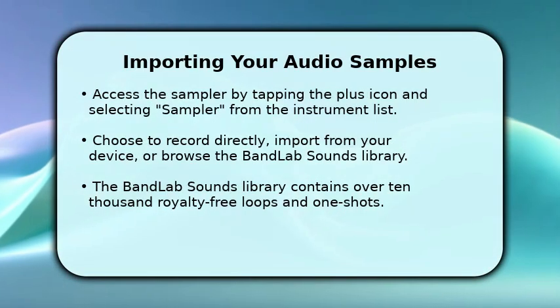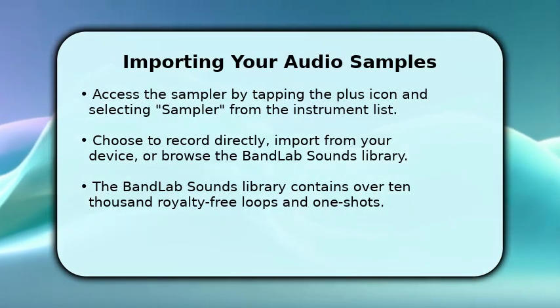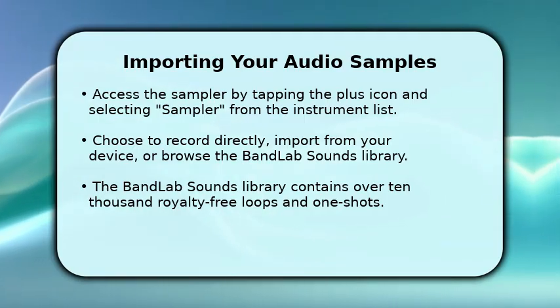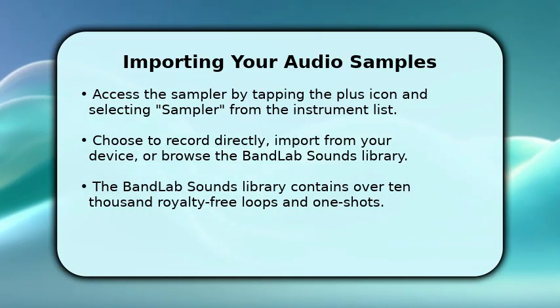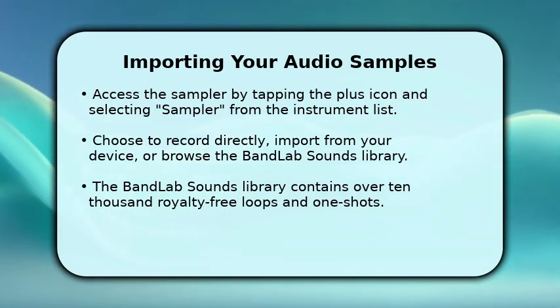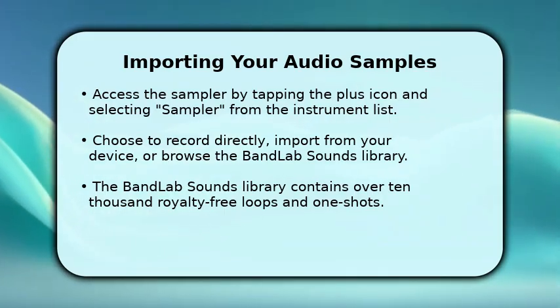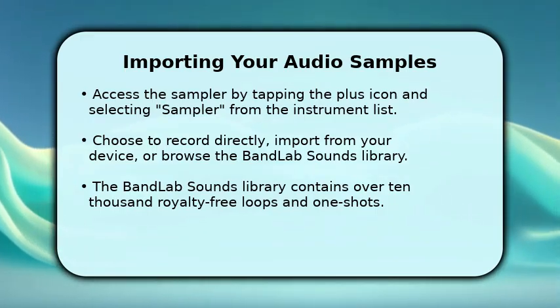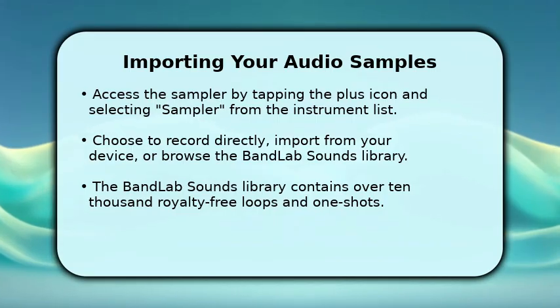Now, let's get those sounds into your project. First, open a new track and select the sampler instrument. You have three main options for bringing in audio. You can record something new directly, import a file from your device's storage, or explore the extensive Bandlab Sounds library. This library offers over 10,000 royalty-free loops and one-shots, providing a vast resource for your creative endeavors. It's a treasure trove of inspiration.